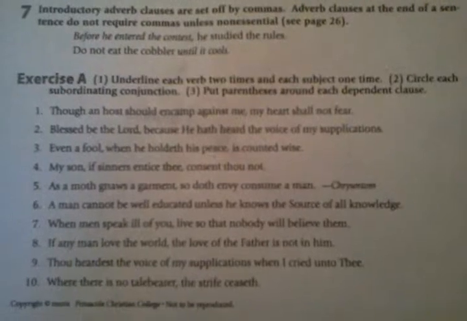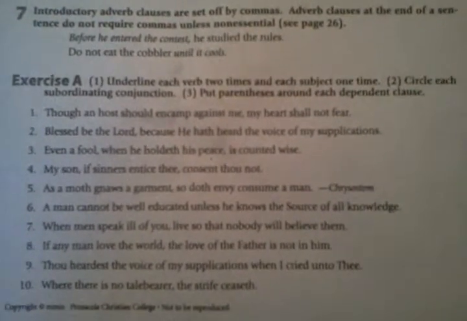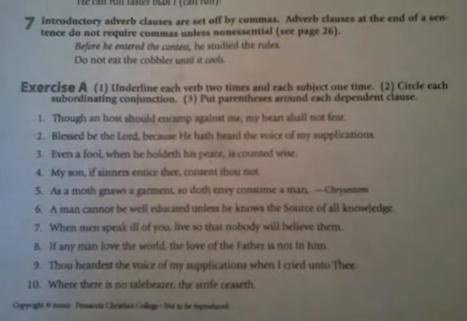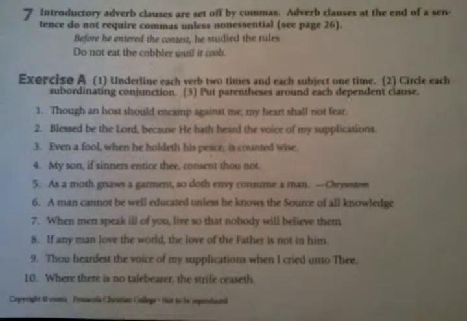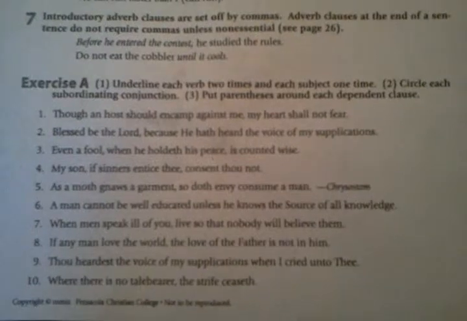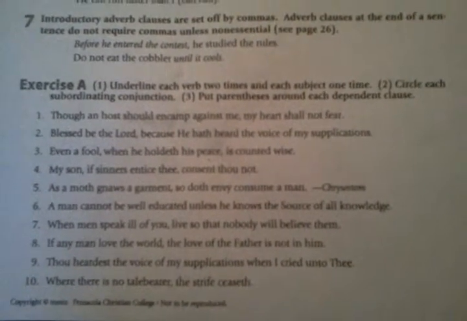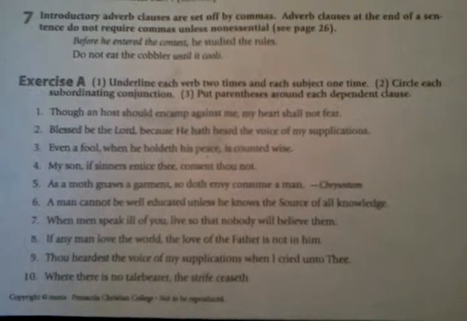With that in mind, let's do the first couple numbers of exercise A together. Exercise A says, underline each verb 2 times and each subject 1 time. Circle each subordinating conjunction. Put parentheses around each dependent clause. Okay, we can do this.